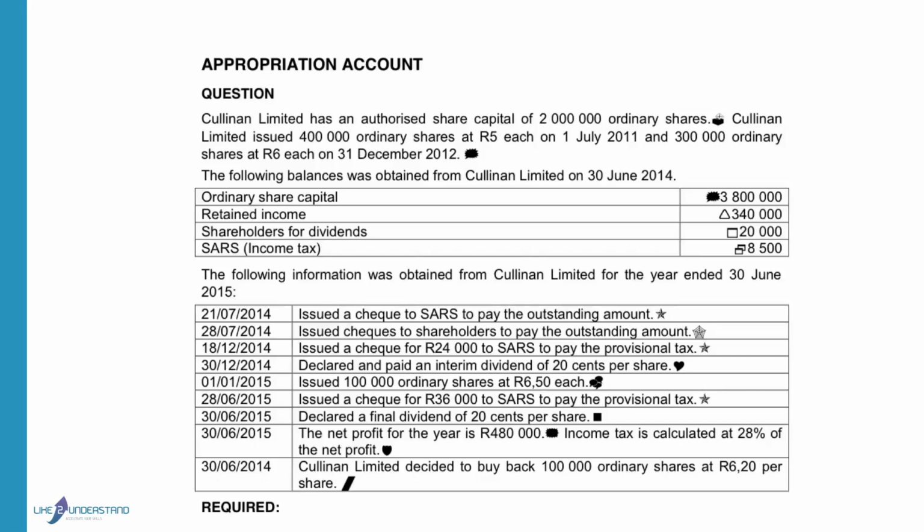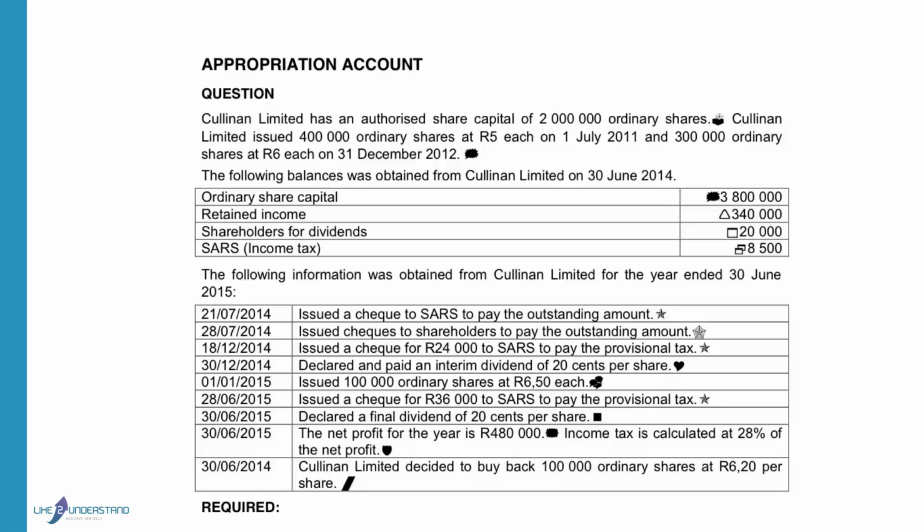If we look at the ordinary share capital amount, the 3.8 million, that must equal the 400,000 times 5, which gives me 2 million, plus 300,000 times 6, which gives me 1.8 million, and that will give me the 3.8 million capital. So that is the capital that was obtained by the company in previous years.